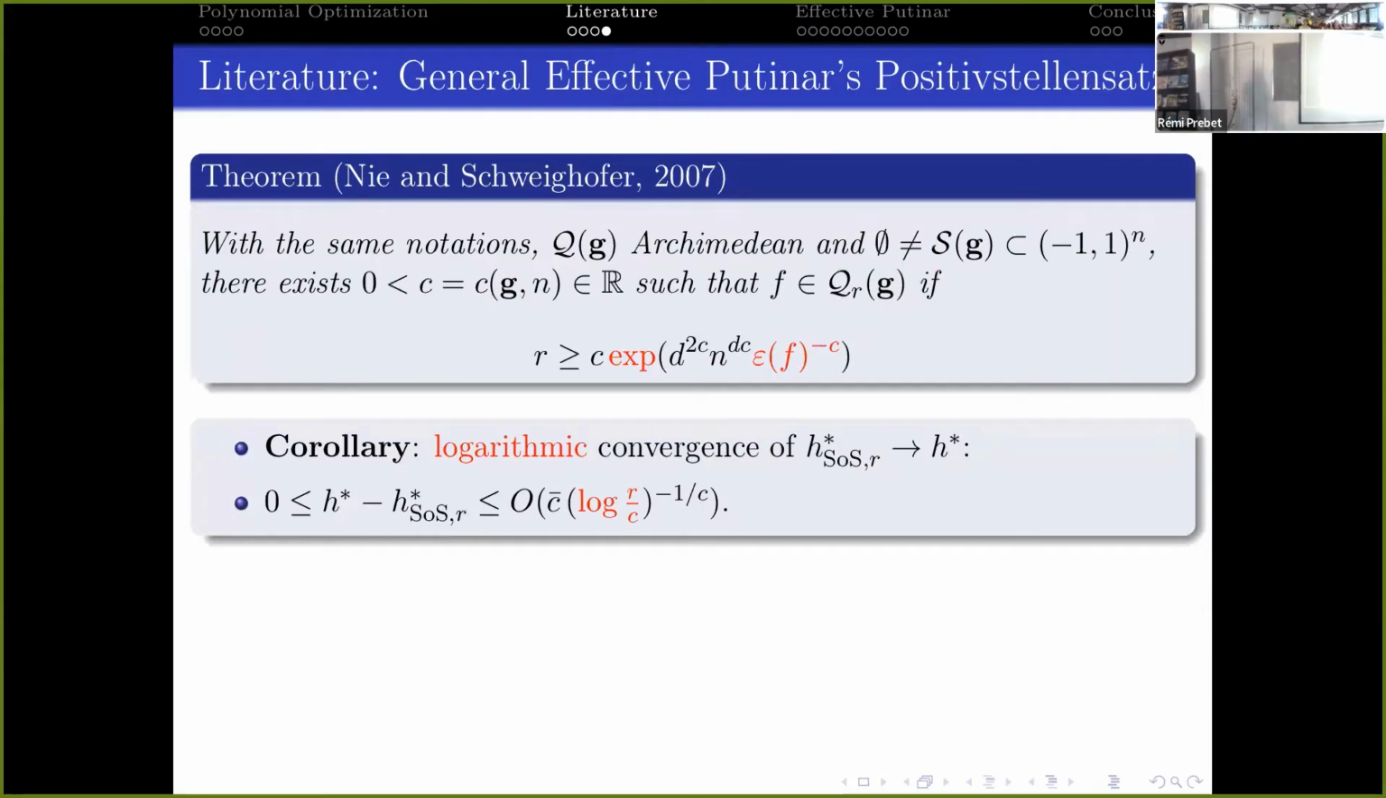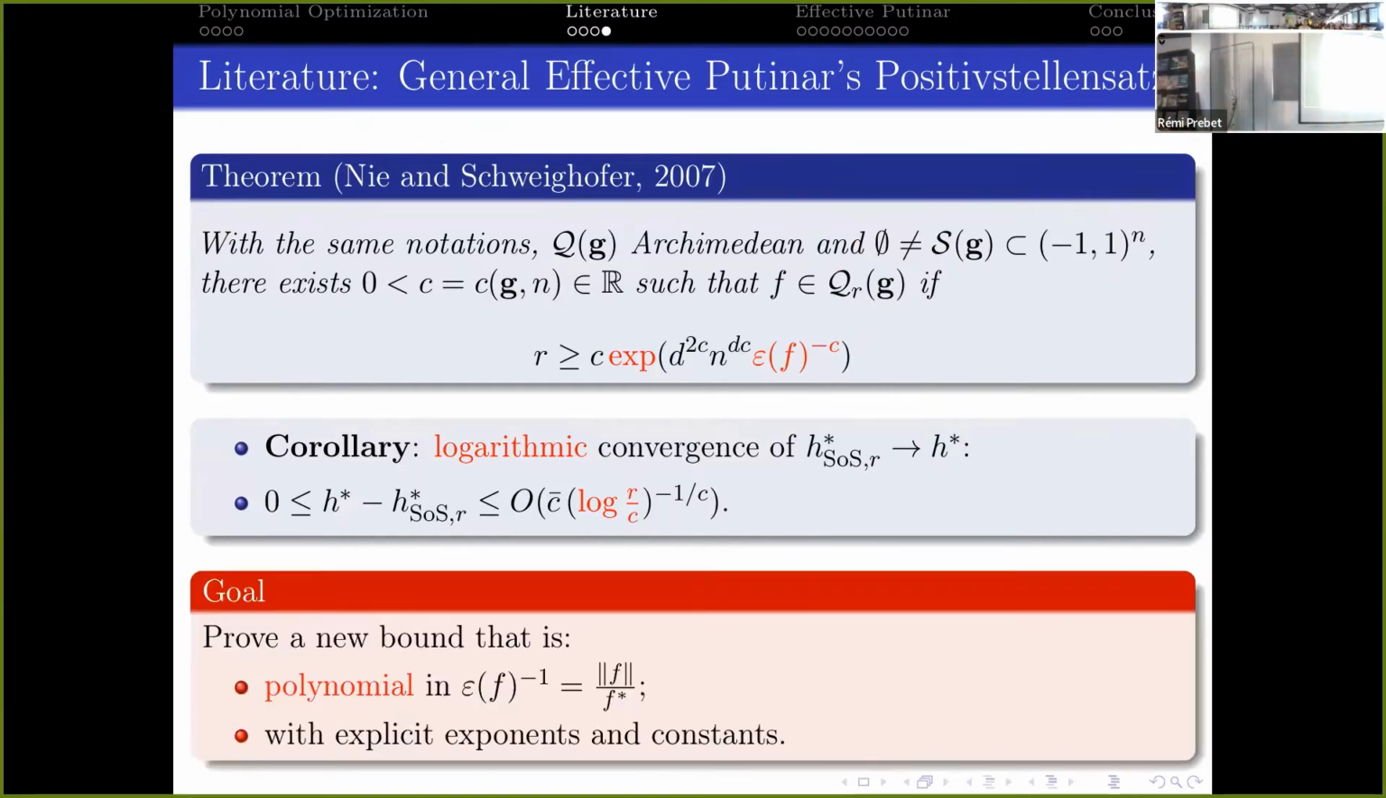Okay, so here is again the theorem of Nie in more detail. We need a normalization assumption, so we need S of G to be inside the unit box. And we have this exponential dependence on epsilon of f to the minus C. And this gives, as a corollary, a logarithmic convergence of the log approximation to H star.